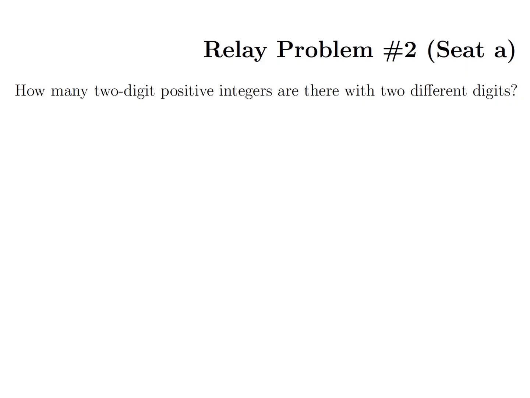How many two-digit positive integers are there with two different digits? Okay, so we have two digits, right? For the first one, the choices are 1 to 9. You cannot have 0, because that would not make it two digits. The second digit, of course, you can put anything from 0 to 9. So we have 9 choices here. You have 10 choices here. So a total of 90.